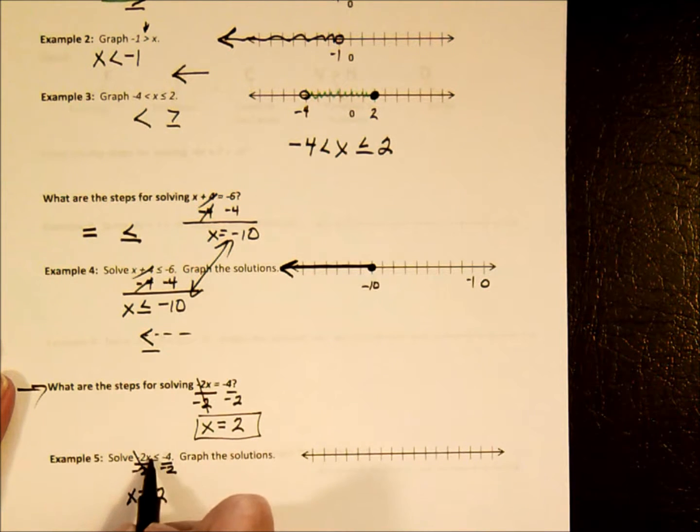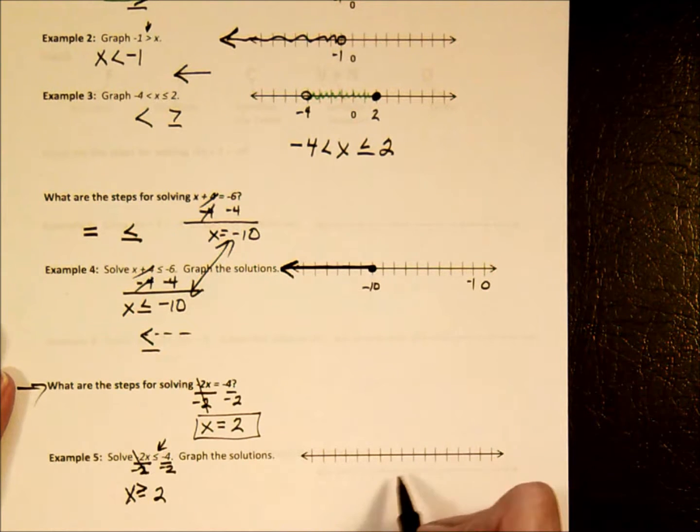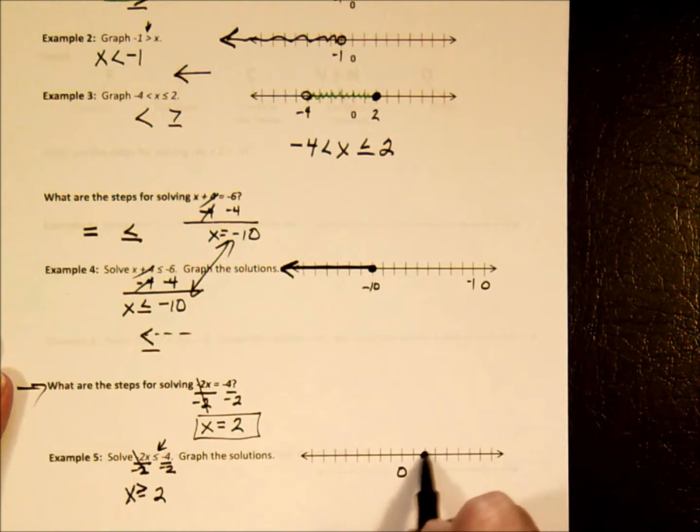My sign was this, so now let me see if I can do this. I have to turn it around that way. There, I kind of made that a little bit better. So the sign flips when you divide by a negative, and I have x is greater than or equal to 2. So if I go over here and I label this 0, this would be 2. I have a closed circle on the 2, and my arrow is pointing to the right, so my line points to the right.